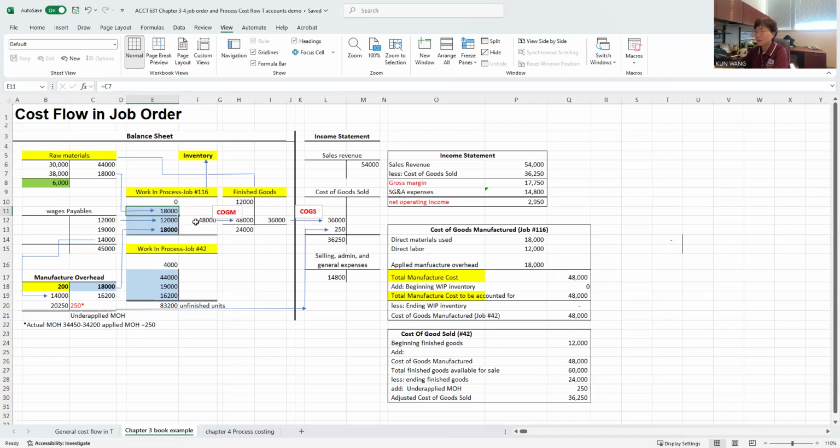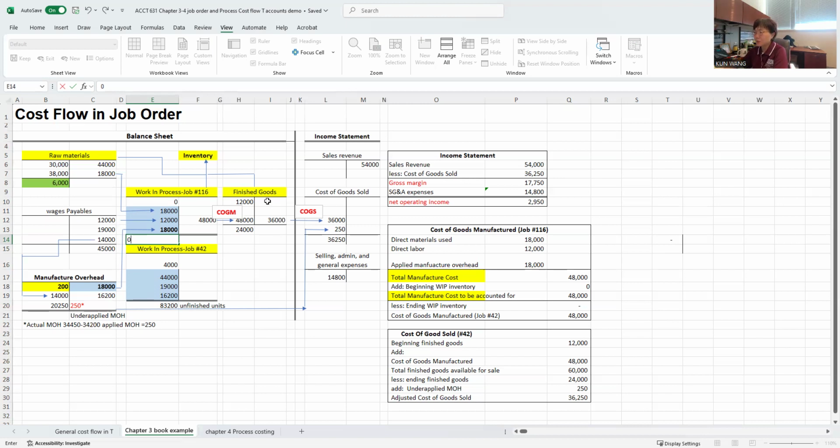Everything is completed, so we have 48,000 cost of goods manufactured. COGM means the cost of goods manufactured all flows or moves to the finished goods, 48,000. So nothing is left over, so no ending balance. That's a feature of job order costing. The cost object is each different job, so you track or trace the expense for each job, because that's the focus of the cost management.